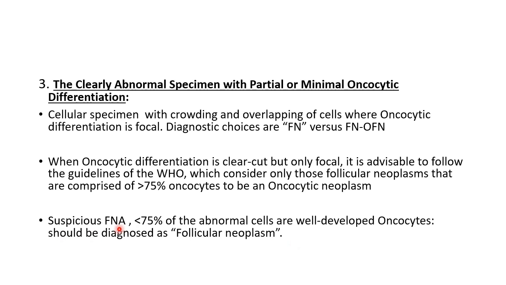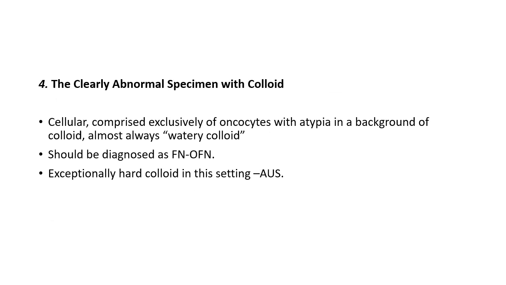So this is the same thing. Suspicious FNA: if less than 75% of abnormal cells are well developed oncocytes, then they should be diagnosed as follicular neoplasm. If you have more than 75% of abnormal cells as oncocytes, you will call it oncocytic follicular neoplasm.